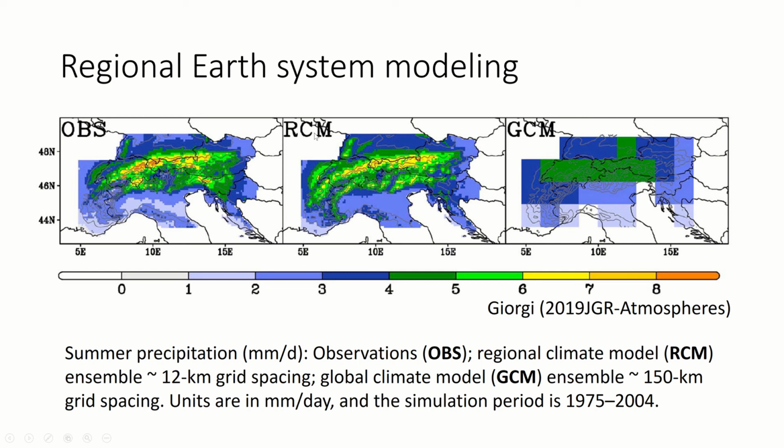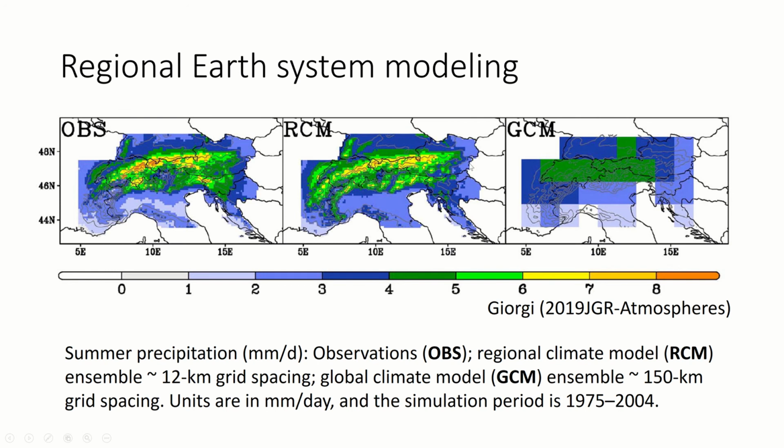What has generally been done is downscaling, either statistical downscaling based on some statistical relation, or dynamical downscaling using a modeling approach, and then you can get something like a regional climate model or a regional Earth system model. So for example, here you have this regional climate model, an ensemble with 12-kilometer grid spacing, and this global climate model is on a 150-kilometer grid spacing. This simulation period is about 30 years.